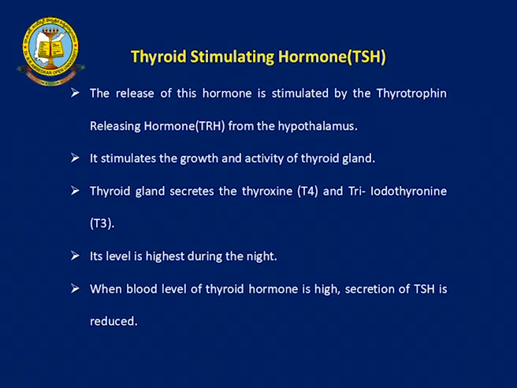Now, thyroid stimulating hormone. Its release is stimulated by thyrotropin releasing hormone, TRH, from the hypothalamus. It stimulates the growth and activation of the thyroid gland. The thyroid gland secretes thyroxine T4 and triiodothyronine T3. Its levels are highest during the night. When the blood level of thyroid hormone is high, TSH secretion is reduced. This is very important for thyroid function in the human body.